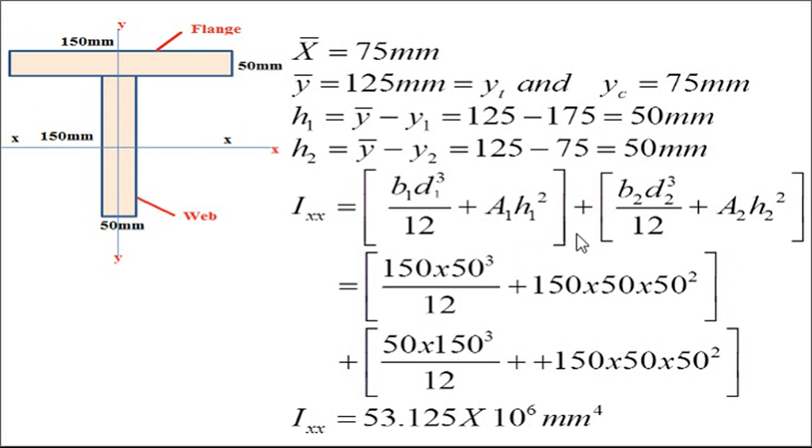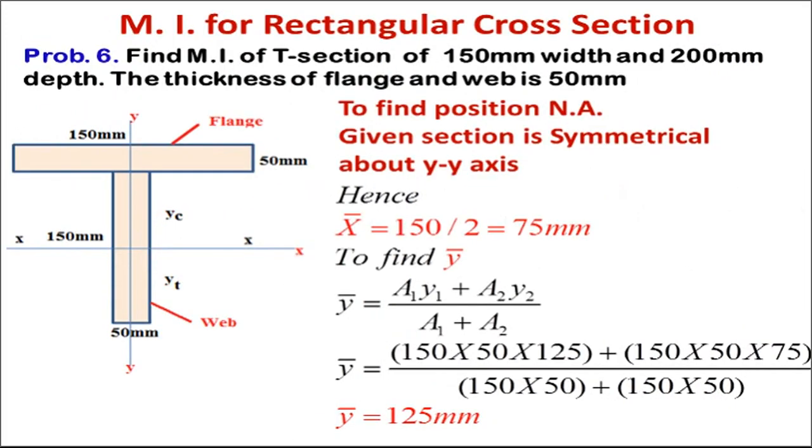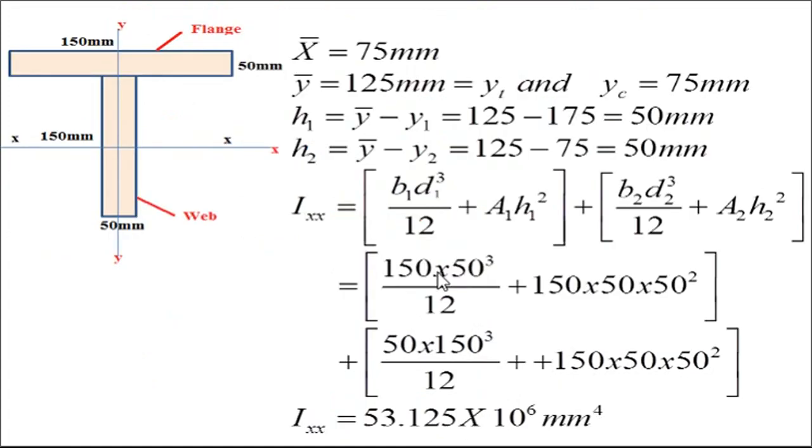Okay, sorry, one minute. See this problem once again. Due to symmetry, I have written here x bar 150 by 2, and y bar calculated. After that, we have to calculate Ixx and Iyy. For calculating Ixx, it is not symmetrical, so you cannot use the formula directly. I have to use the parallel axis theorem: find the moment of inertia about the top flange plus the moment of inertia of the web.